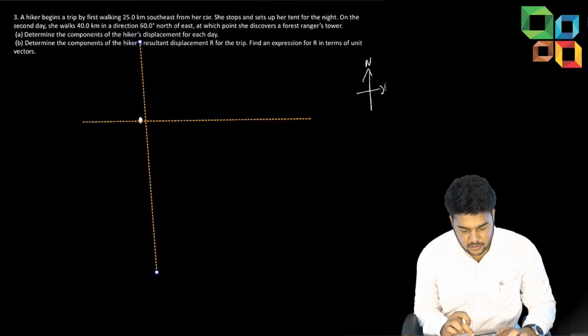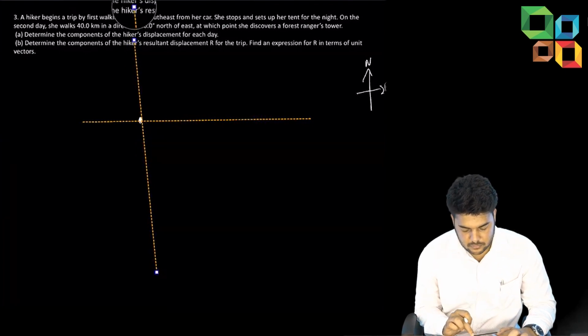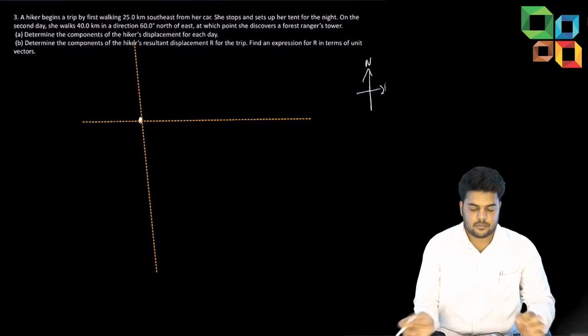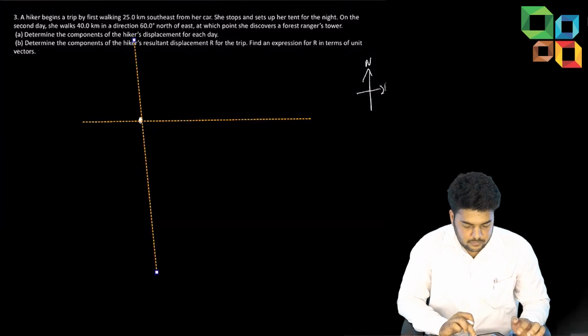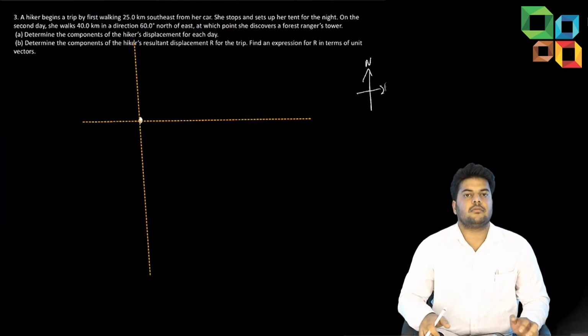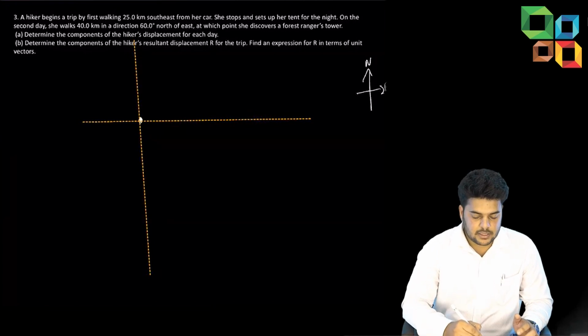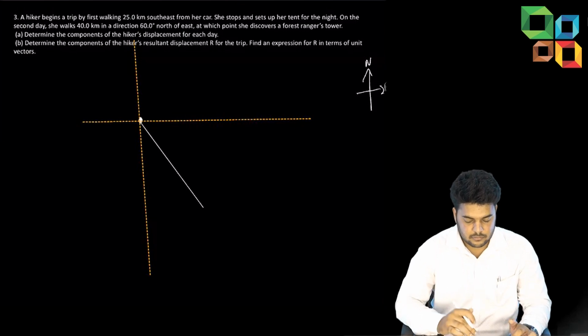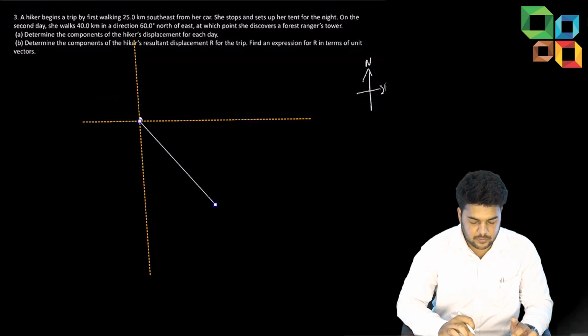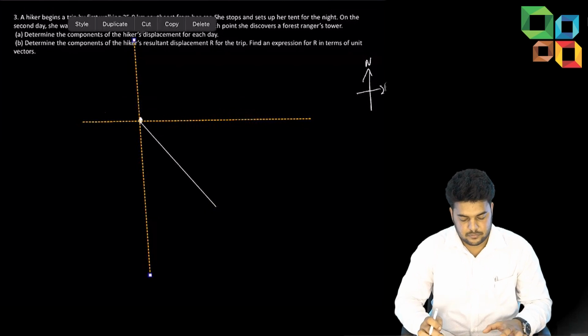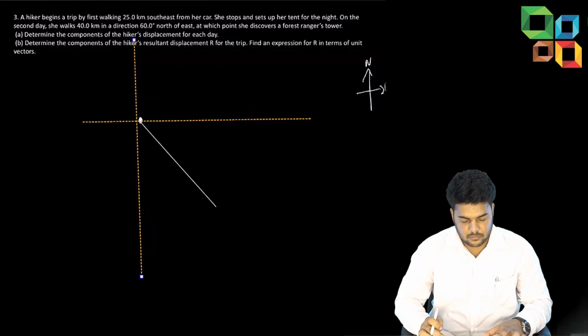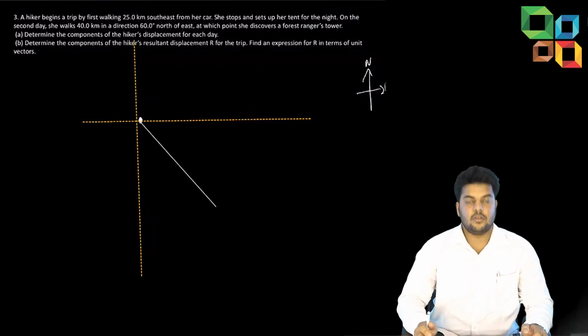Are they perpendicular? Let's hope so. Yes. Okay. Now northeast means you go exactly in between, 45 degrees. Okay, 45 degrees. Is this 45 degrees? Yes. You go exactly in between.